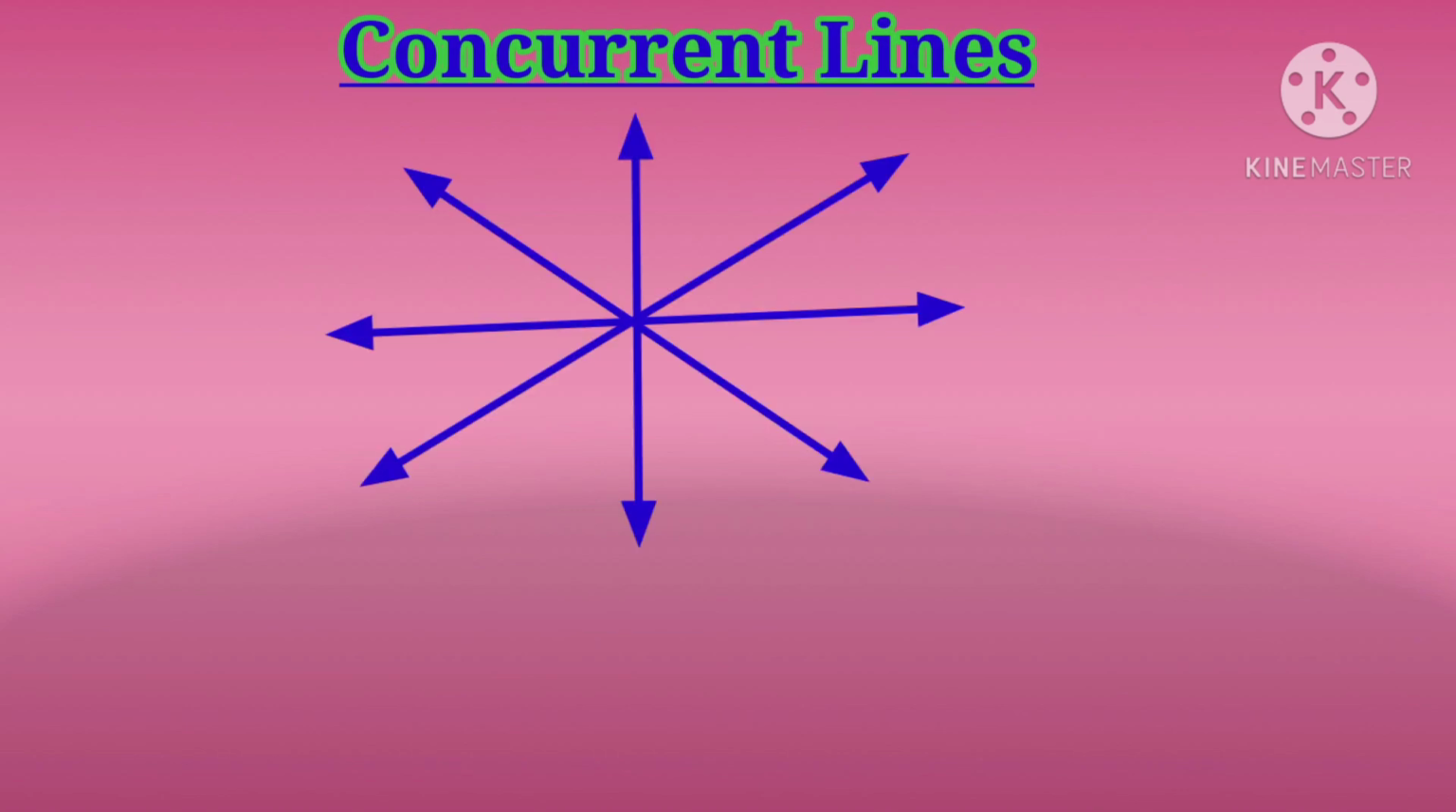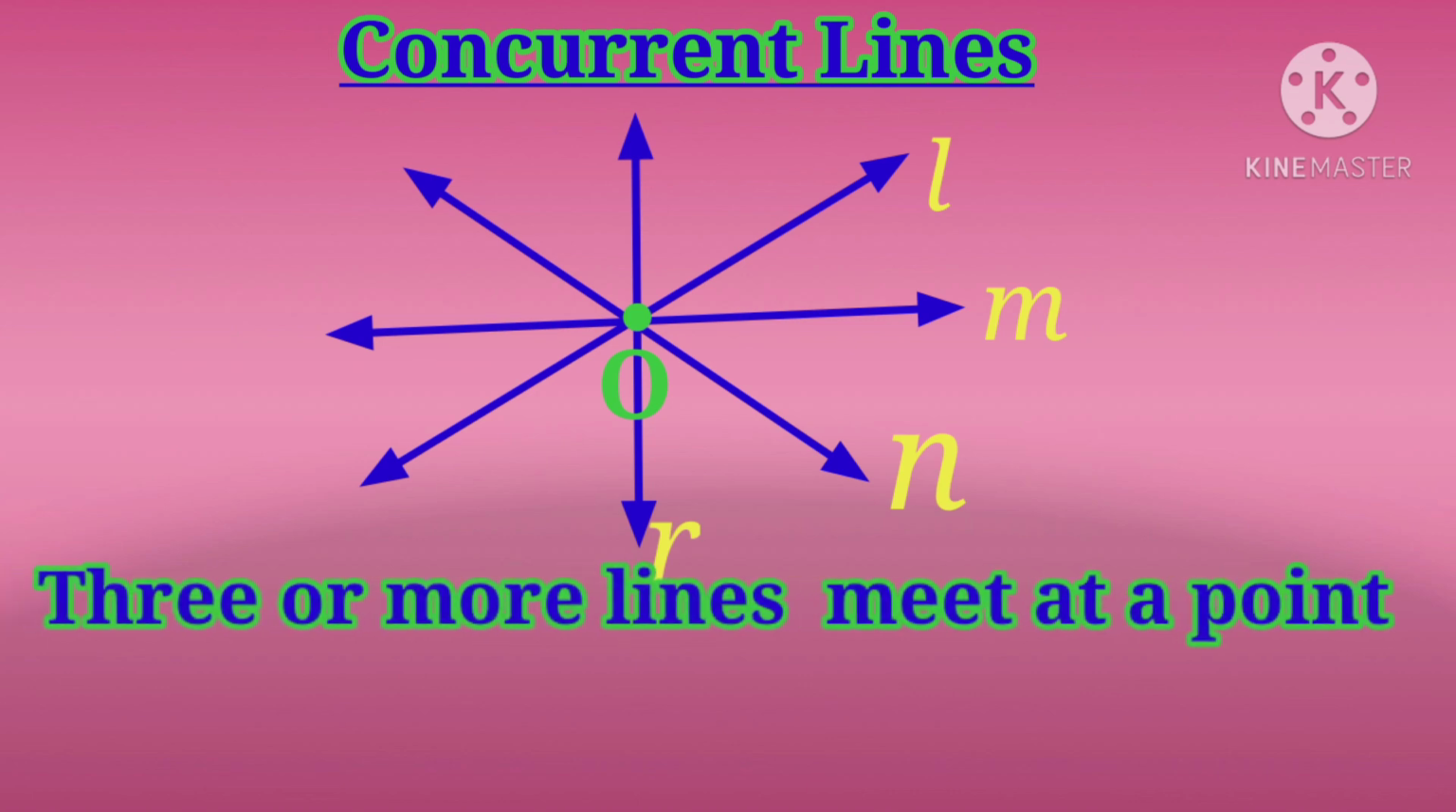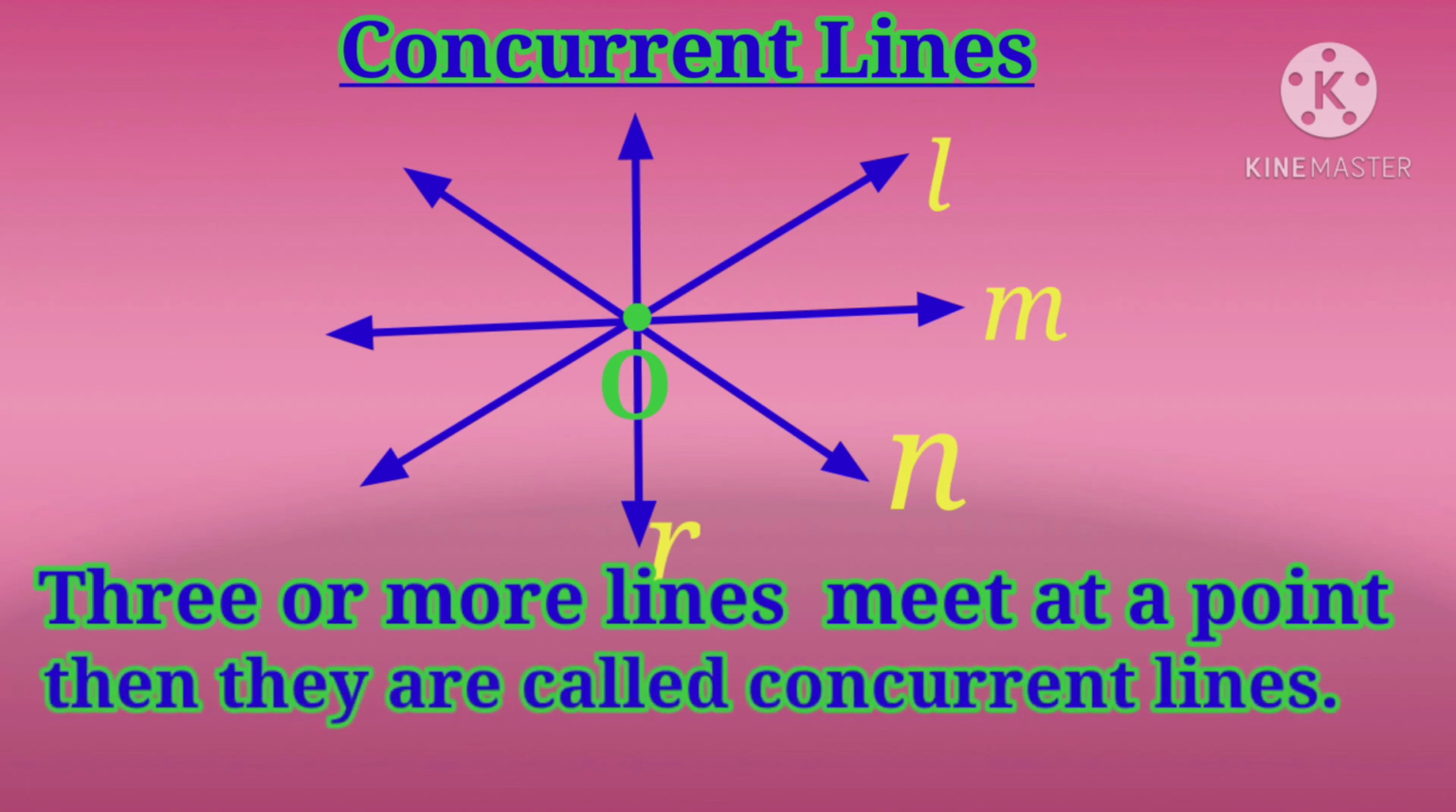Students, let us focus on concurrent lines. On the screen, L, M, N are the lines which meet at a point O. So, these lines are known as concurrent lines. That means, when three or more lines meet at a point, then they are called concurrent lines. And the point at which they meet is called the point of concurrence.